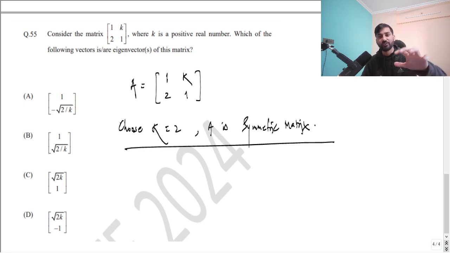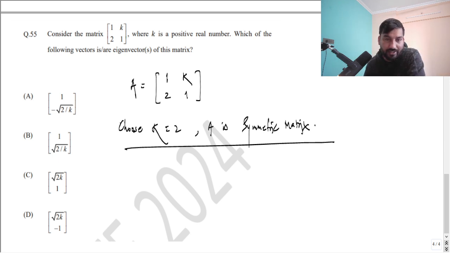but at times we might win also, right? So you see, consider the matrix [1 k; 2 1], where k is a positive real number. Which one of the following vectors is an eigenvector of the matrix? So if you choose k equal to 2, this matrix becomes a symmetric matrix. And you know that there is a theorem called the spectral theorem.